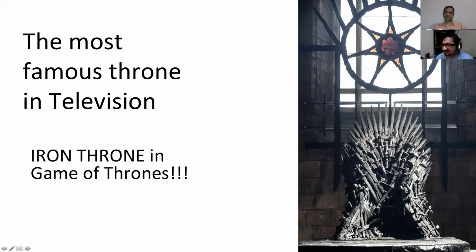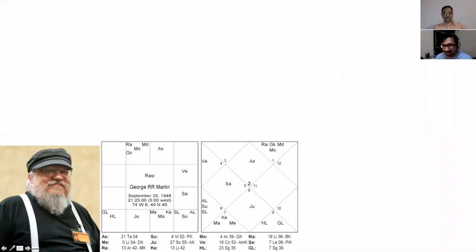That's the legend of the Iron Throne. Now, Game of Thrones was created by George R.R. Martin. He's the author of the entire series, the books, the Song of Ice and Fire, which ended up becoming the Game of Thrones TV series, one of the big TV shows to happen. Interestingly, he has Saturn in Magha, at 7 degrees of Leo. This was the birth data which I extracted from an astrology website.